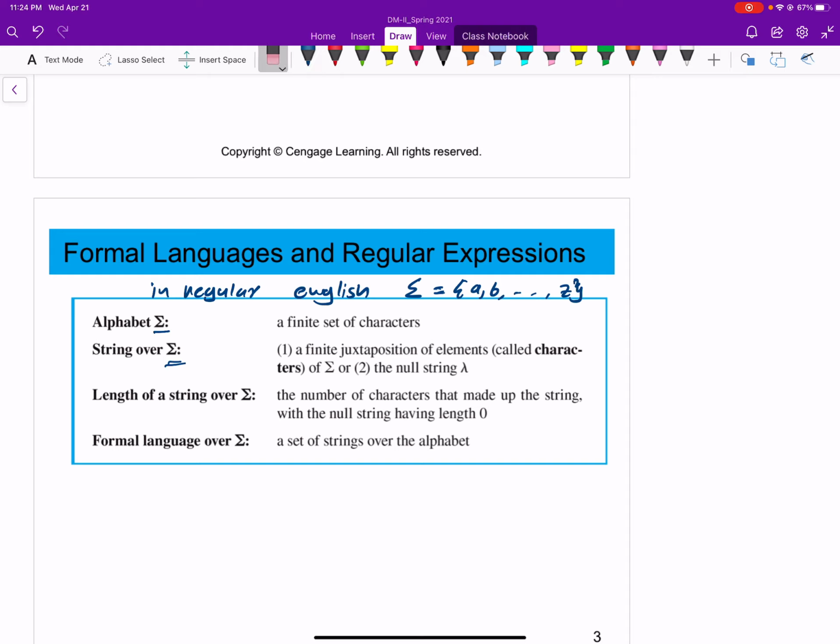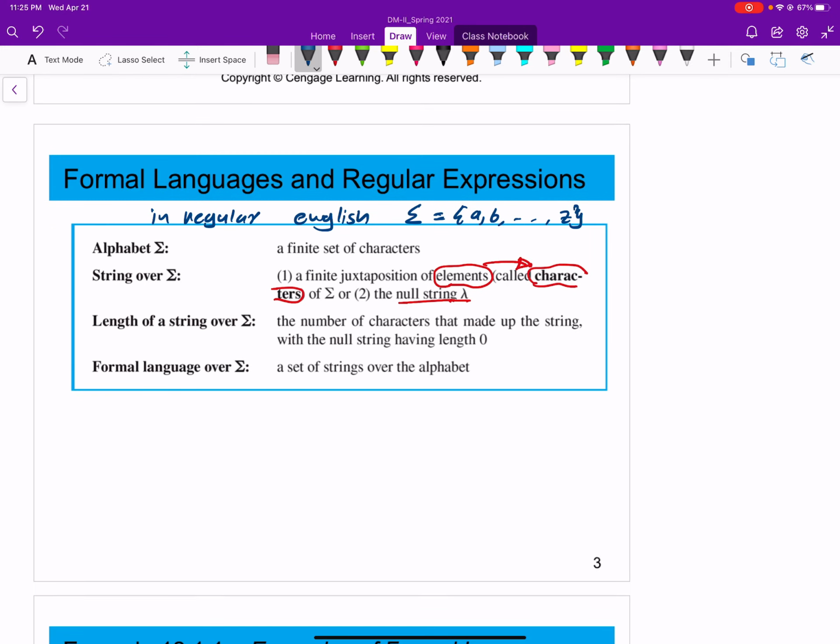A string over sigma is a finite juxtaposition of elements called characters of sigma, or the second case is the null string. Strings can be the null string too. Keep that in mind.